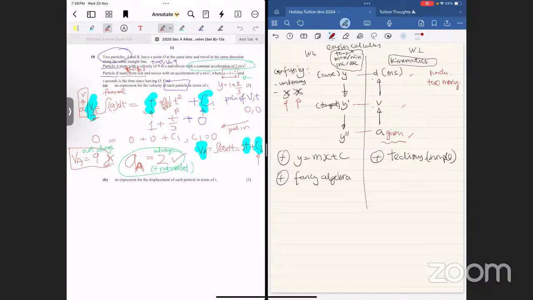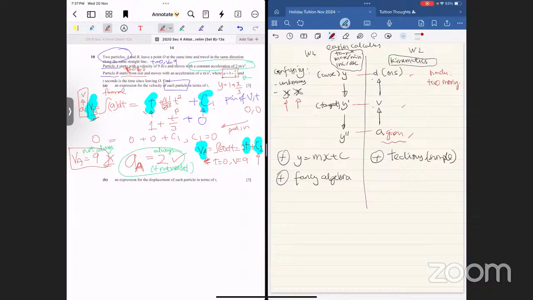Read the question. Particle A starts with velocity 9 meters per second, and so on. They have the responsibility of giving you the pair. You go and read. What's the pair? So sub in 0 and 2? Ariel, this is a velocity. So 9. Sub in 0 and 9. T equals 0, V equals 9. They did give you that, correct or not? They did.